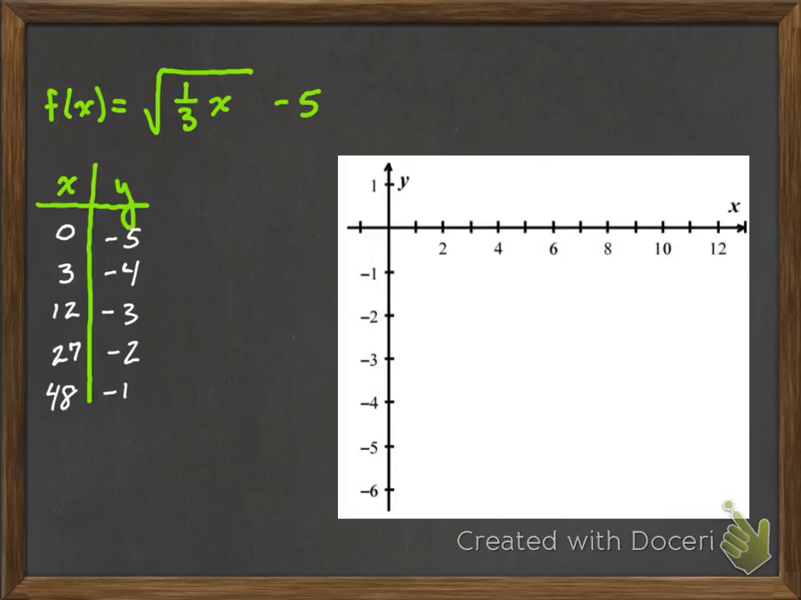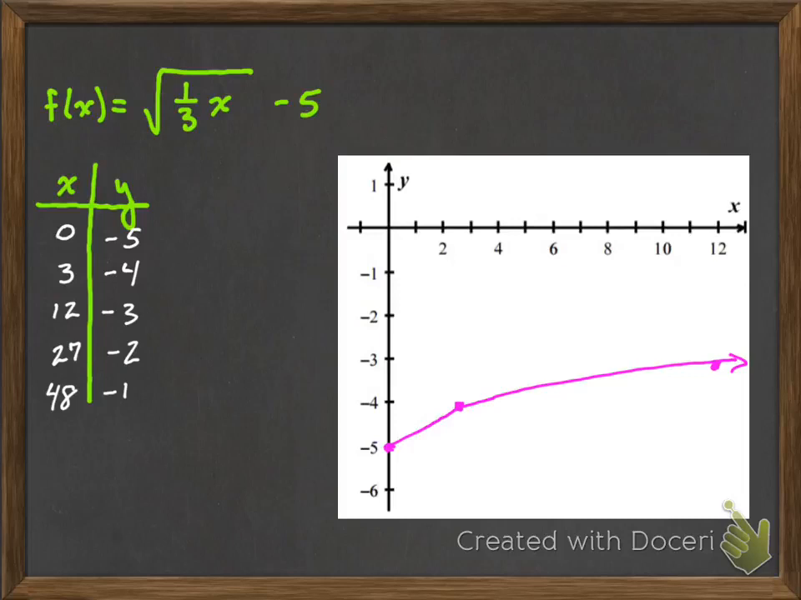All right, so plotting these points, we have (0, -5) right here, (3, -4), (12, -3), and the other points are going to go off my graph, so I'm not going to worry about graphing those. And that is a sketch of your square root graph.